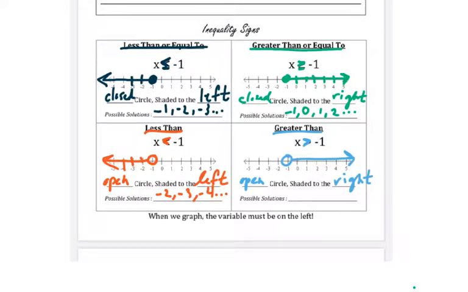So my possible solution is not negative 1 because that's not colored in. It's everything bigger, greater than negative 1. So it could be 0, that's bigger than negative 1. It could be 1, it could be 2, it could be 3, it could be 4, etc. So that's how our inequality symbols work.